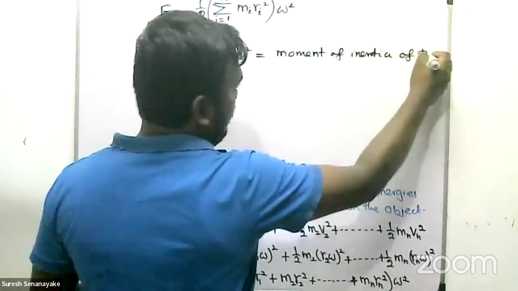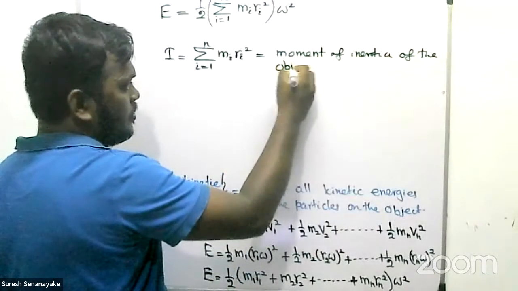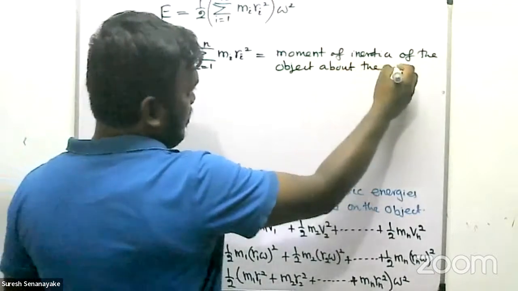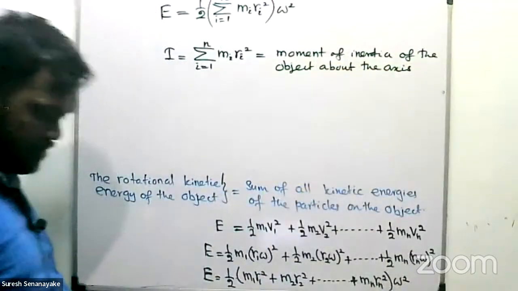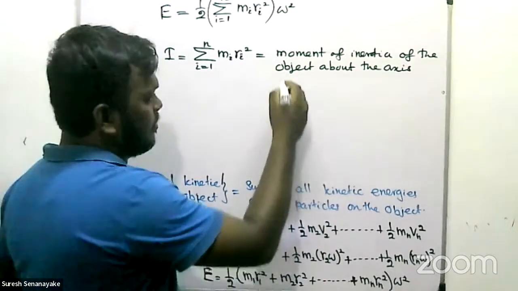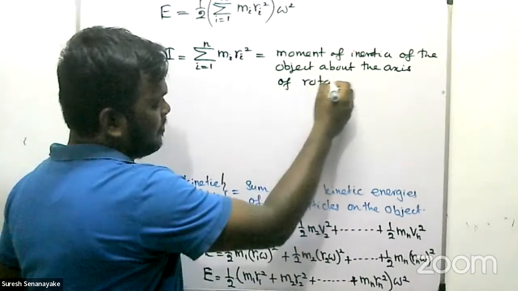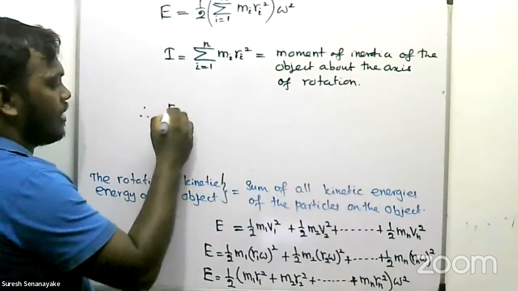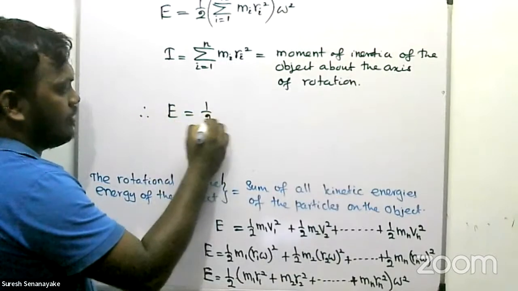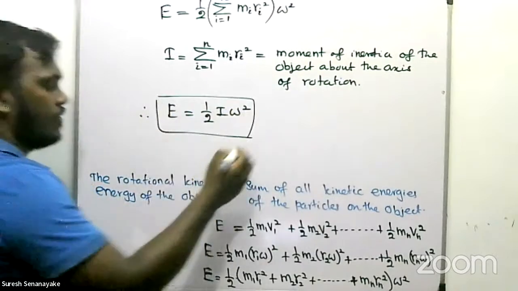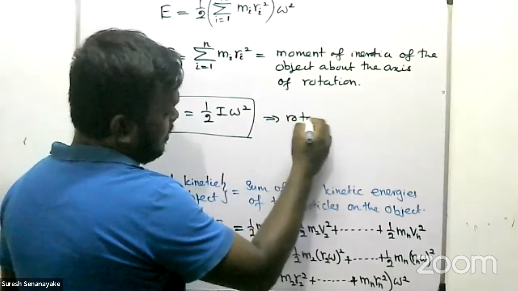Of the object about the axis passing through the capital O, that is, about the axis of rotation. Therefore, you can write that rotational kinetic energy is equal to half I omega square. So this is the equation for rotational kinetic energy.